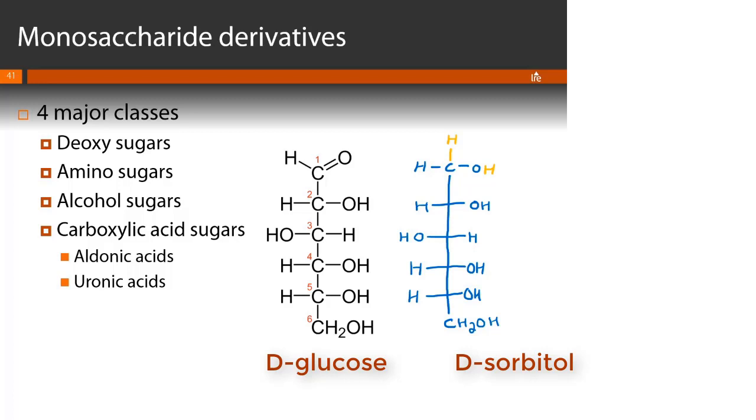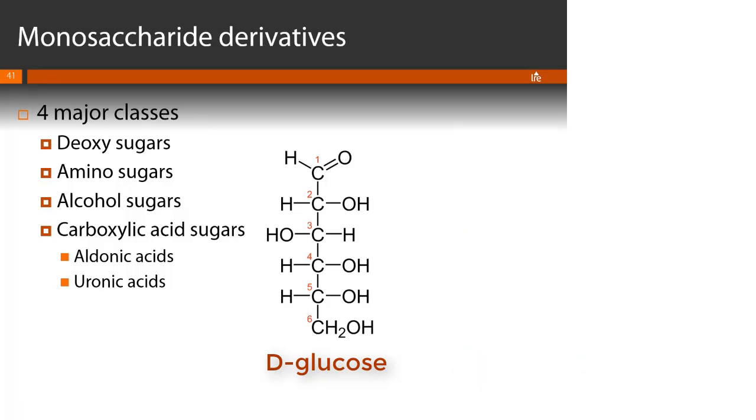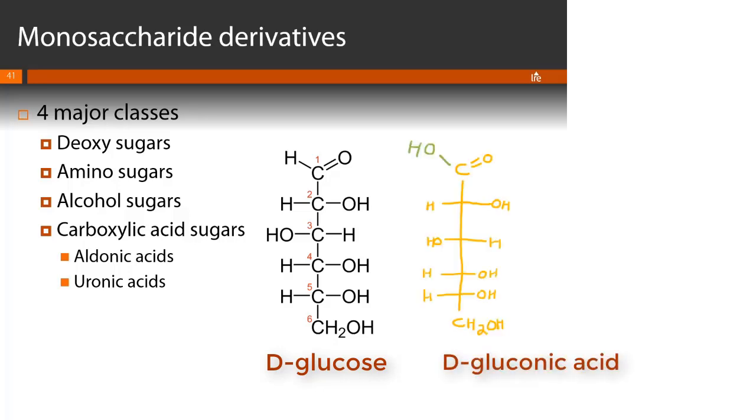Okay, and our next group are the aldonic acids. An aldonic acid is a carboxylic acid that's been formed by oxidation of the aldehyde group. So if we were to oxidize the aldehyde group on D-glucose, we would get a molecule that looks like this, which is called D-gluconic acid.